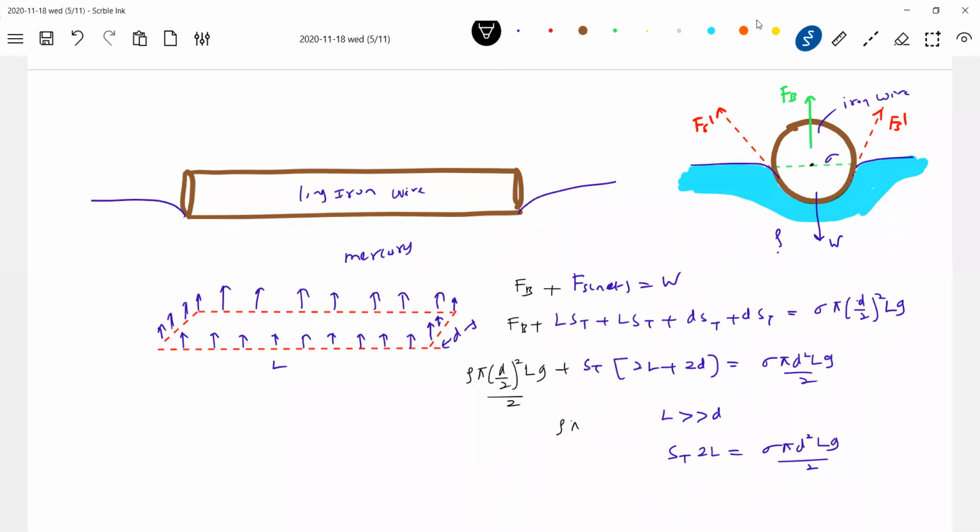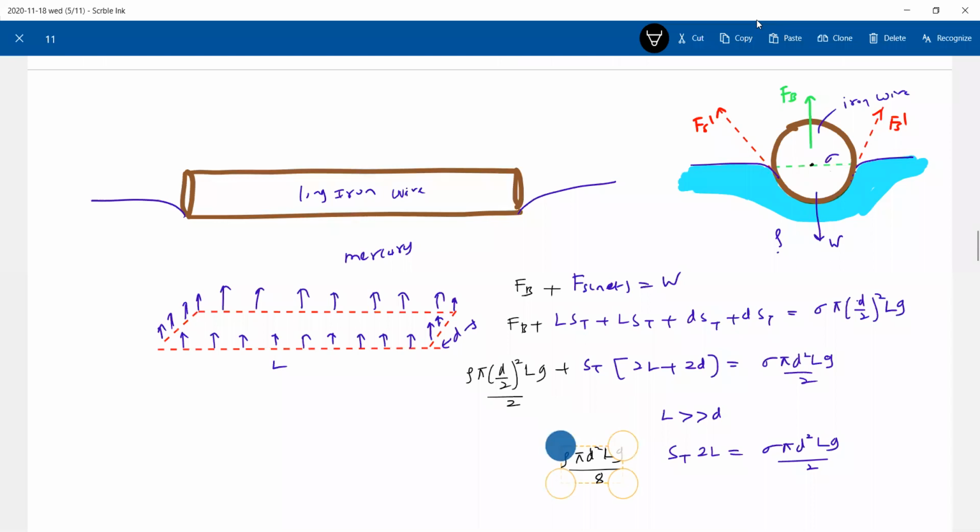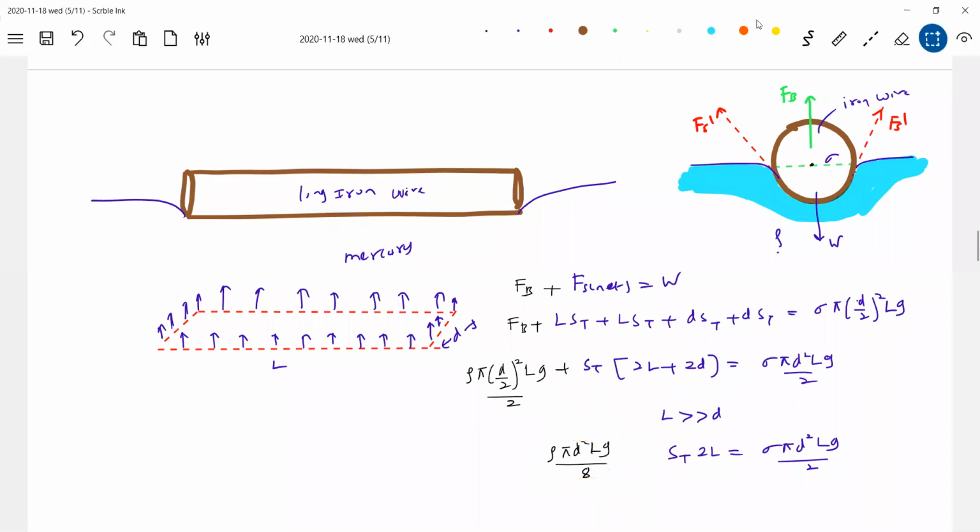So this will be rho pi... I just added that one, I totally forgot that. You were saying pi d by 4, no? Okay, this is d by 4. Since L is very much greater than D, in this bracket D is very much less than L, so we can eliminate that one. So we'll get this is the answer.